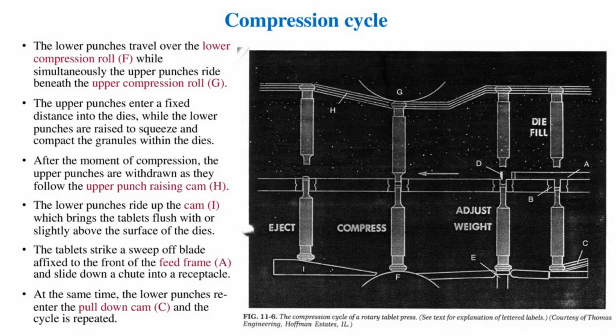After the moment of compression, the upper punches are withdrawn as they follow the upper punch raising cam. The lower punches ride up the cam, which brings the tablets flush with or slightly above the surface of the dies. The tablets strike a sweep-off blade affixed to the front of the feed frame, and slide down a chute into a receptacle. At the same time, the lower punches re-enter the pull-down cam, and the cycle is repeated.